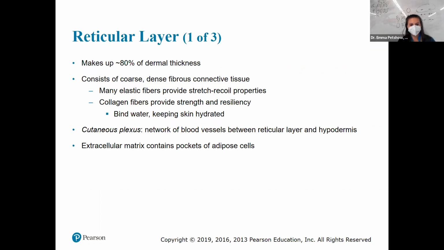So then our reticular layer. That was our papillary layer of the dermis. Our reticular layer is the majority of the dermis. It's more coarse, dense connective tissue, so not loose. It's more involved in the strength and resiliency of our skin. The collagen fibers also bind water, keeping hydration present. This is where your cutaneous plexus, your network of blood vessels, lies. You're also going to have an extracellular matrix that allows for some deposition of adipose or fat cells.